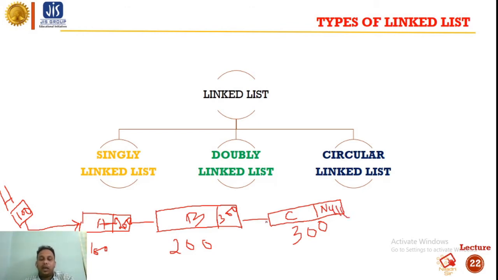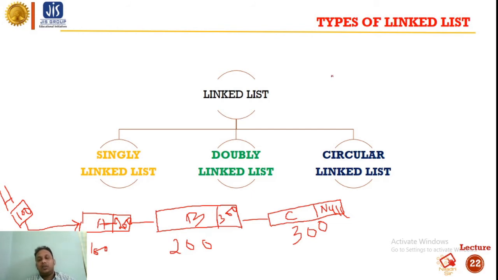Suppose we are now at node C. You can see that we cannot move back to B or A. From B we can go to C because B holds the address of the next node. But when we are in node C, there is no option to go back. This was the problem of the single linked list.